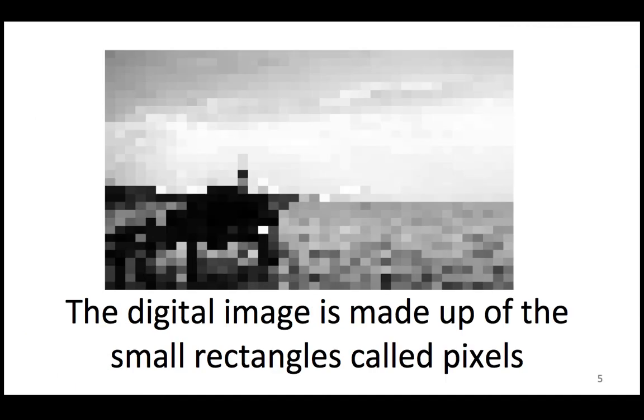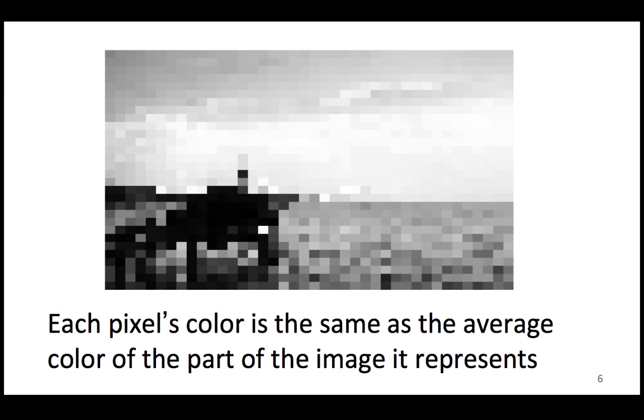So the digital image then is made up of pixels, we call them. They're sometimes called pels, but I haven't heard that in a long time now. So pixel for picture element. And then each pixel's color is the same as the average color of the part of the image that it's standing for. So each pixel stands in for a portion of the image.